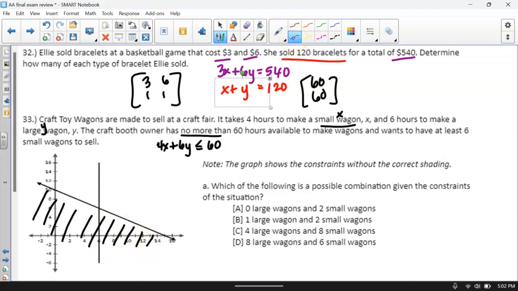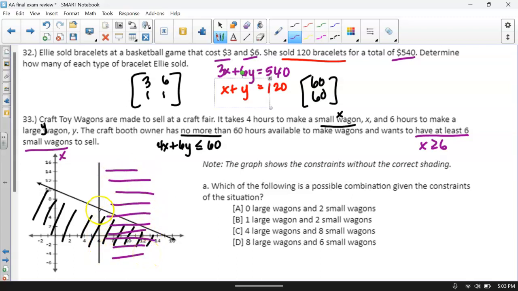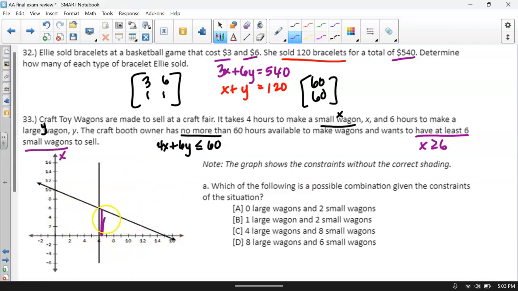Then here, they want to make at least 6 small. And small was the X. So at least 6, so X is then greater than or equal to 6. So that's why here at the 6, see how it's already been graphed for you? Go greater than. So notice, where did the shading overlap? Right here in that triangle. So all we're focusing on is this triangle section.